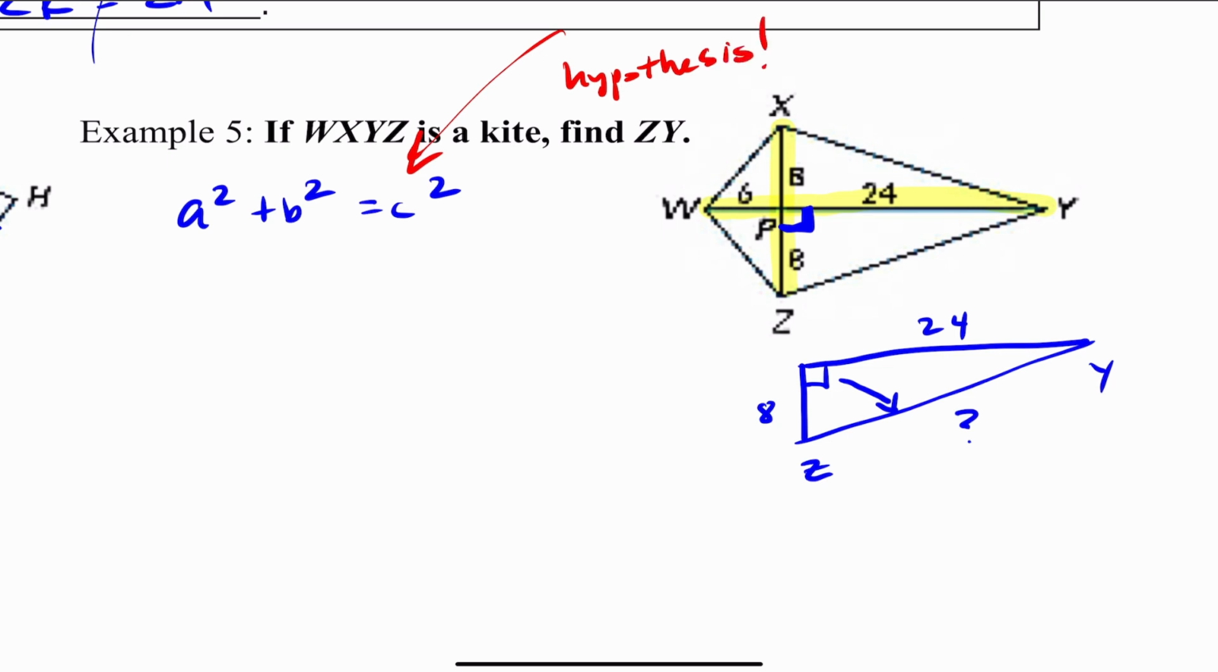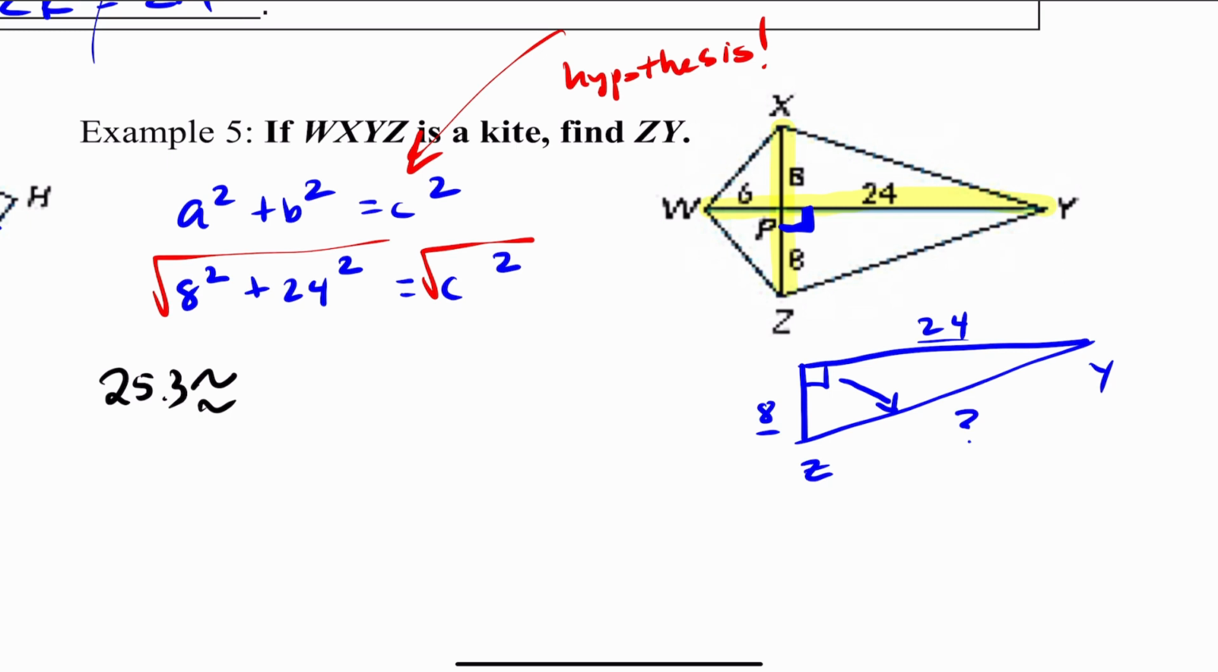So then, let's go ahead and start plugging things in. So this is 8 squared plus 24 squared, which is equal to c squared. I'm taking the square root on both sides. So then, this is going to give me approximately 25.3, which is my C.